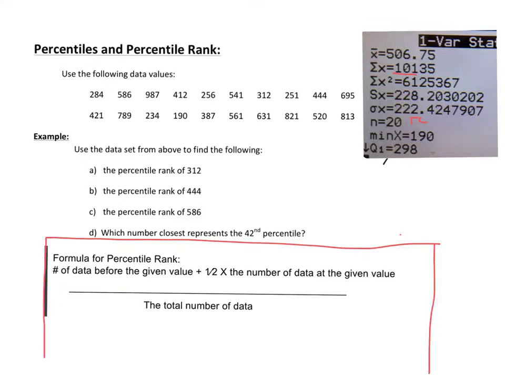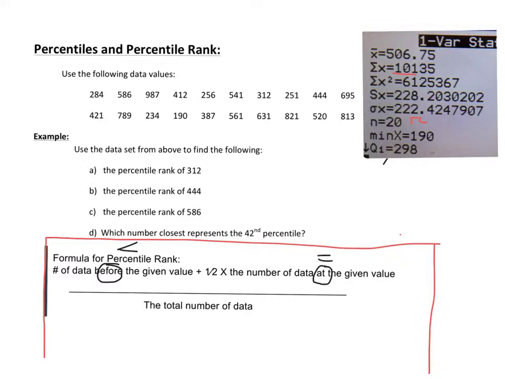Now for us in our class, what we're going to do is we're going to set up a fraction. We're going to take the number of data before the given value. When you see before, that means the number of data less than the given value. And then you're going to add 1/2 times the number of data at the given value, meaning the number of data equal to the given value. And we're going to divide that by the total number of data.